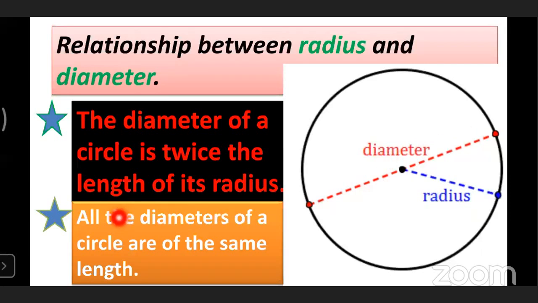All the diameters of a circle are of the same length. If this one diameter is 4 centimeter, then the other diameter will also be 4 centimeter.